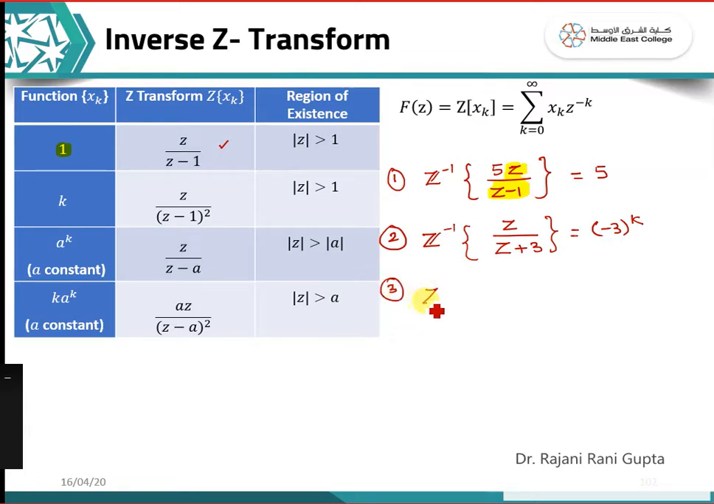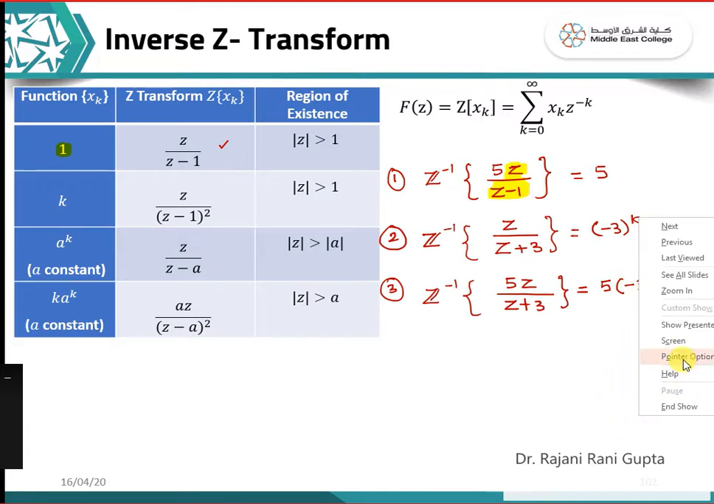Now suppose in addition to that, I have 5Z over Z plus 3. What will it be? It will be 5 times minus 3 to the power k. How do we explain that? Because we have 5, which is a constant and is not required in the rule, so we keep it outside. Z over Z plus 3: if it is plus 3, we should get minus 3. Changing the sign, if it is minus a, it becomes plus a. So this is how it works.